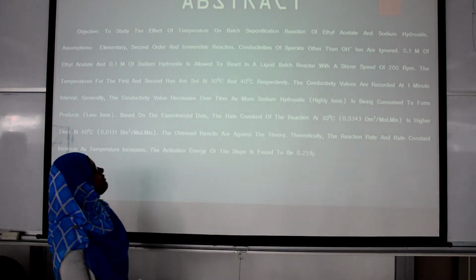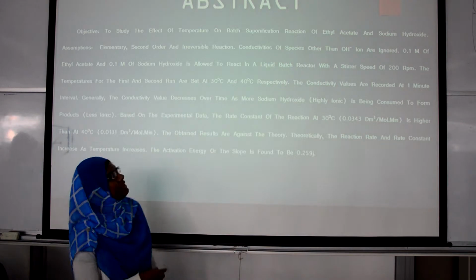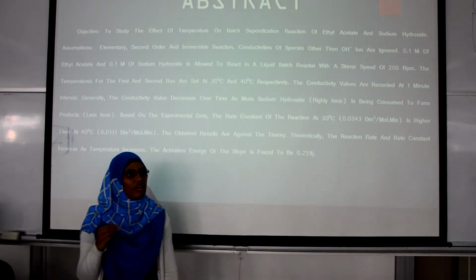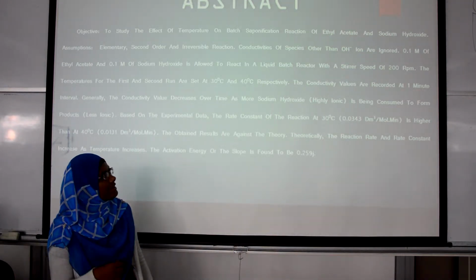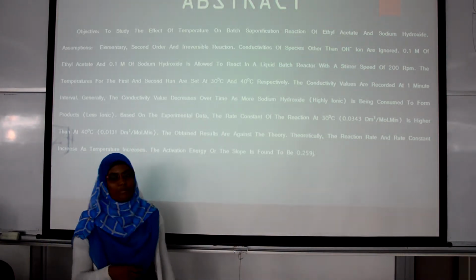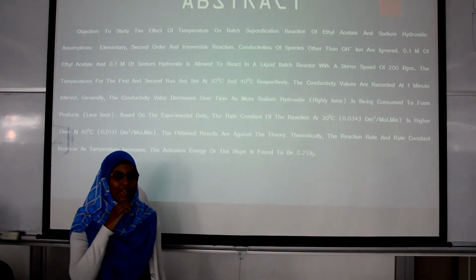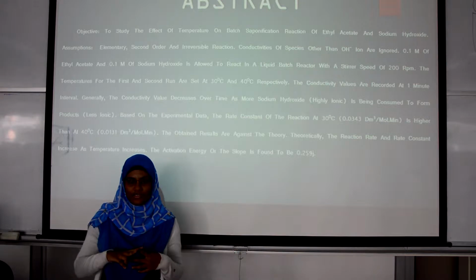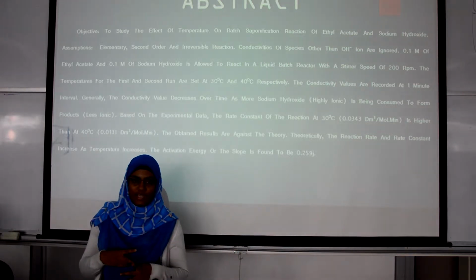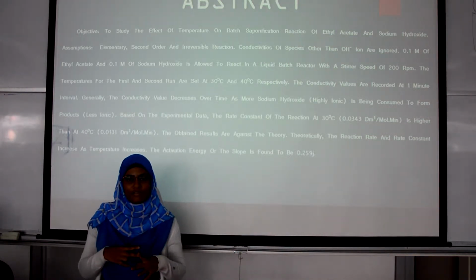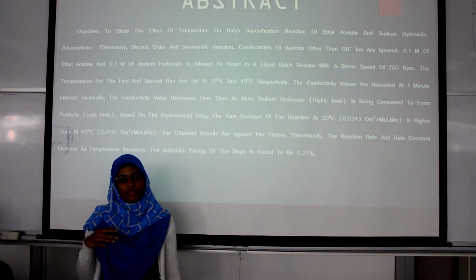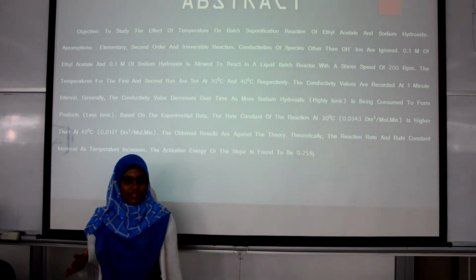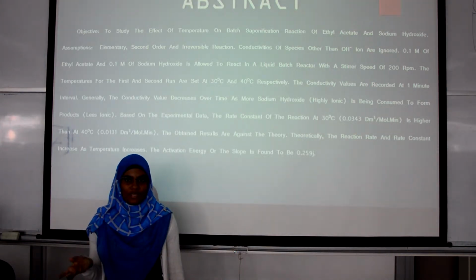Okay, for the abstract, we are going to study the effect of temperature on the saponification reaction of ethyl acetate and sodium hydroxide. In this experiment, we are going to run two times, one at 30 degrees C and the other one at 40 degrees C. However, our results are against the theories because the reaction rate and the rate constant at 30 degrees C is higher than at 40 degrees C. It should be vice versa.